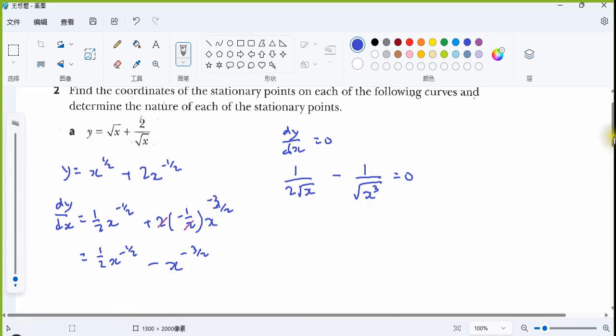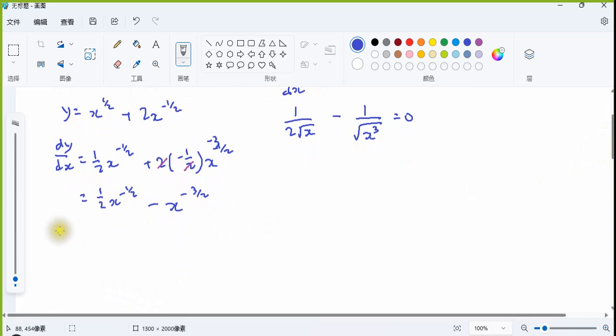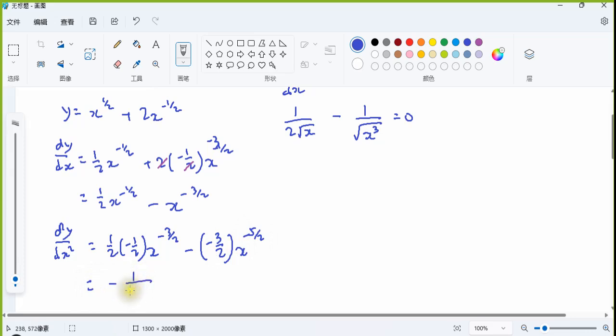So the second derivative, d2y/dx squared, is equal to half times negative half x power negative 3 over 2 minus negative 3 over 2 x power negative 5 over 2. So it's negative 1 over 4 square root x cubed plus 3 over 2 square root x power 5.